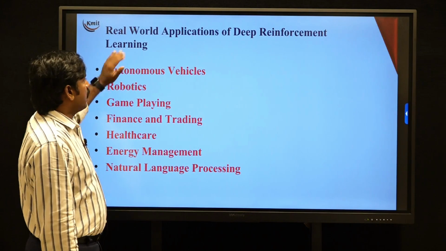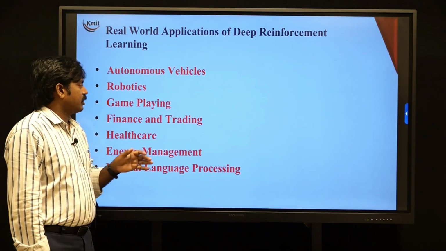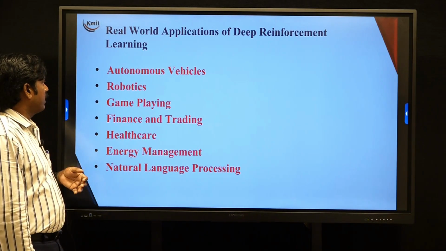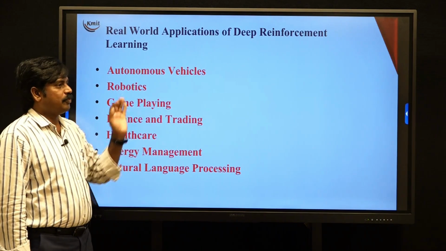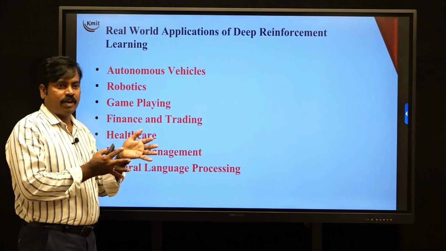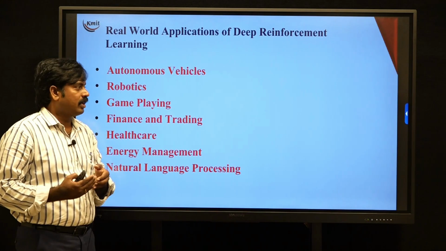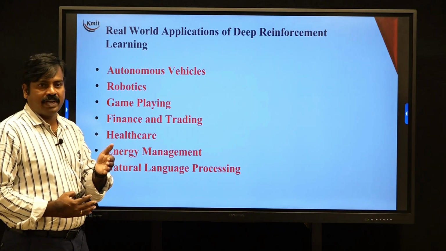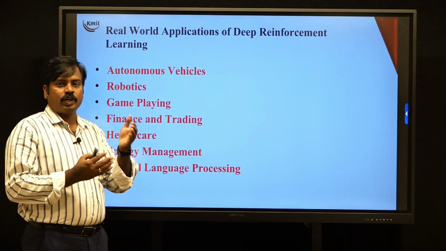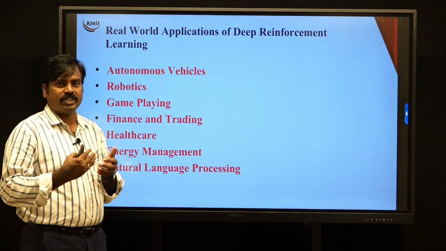Next, real world applications of deep reinforcement learning. There are so many real world applications, but I will explain some of them. Deep reinforcement learning means deep learning plus reinforcement learning. Deep learning is a learning method to solve the reinforcement learning task. The main objective of reinforcement learning is to get the best action, to learn how to take the best decision.